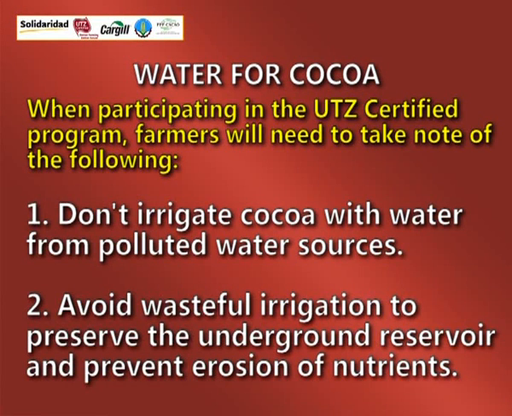When participating in the UTZ certified program, farmers will need to take note of the following. 1. Don't irrigate cocoa with water from polluted water sources. 2. Avoid wasteful irrigation to preserve the underground reservoir and prevent erosion of nutrients.